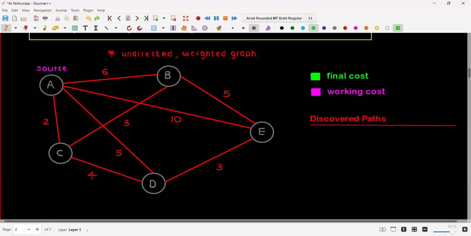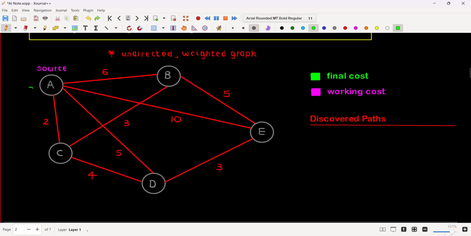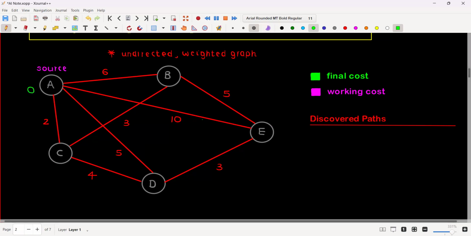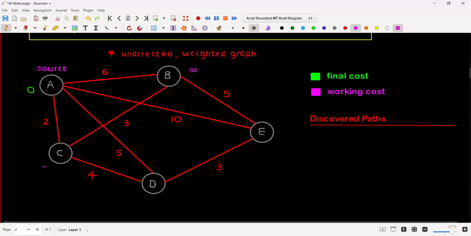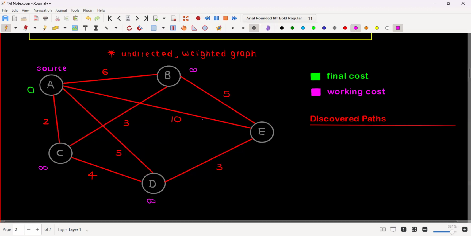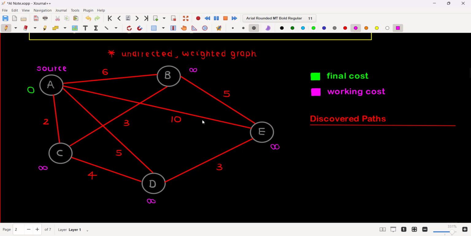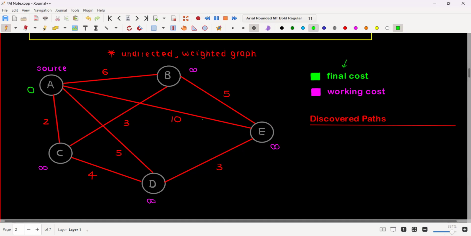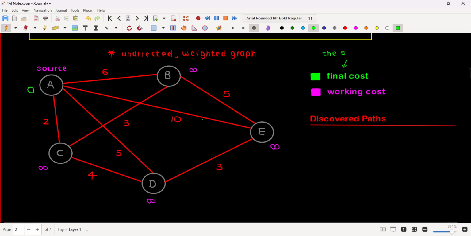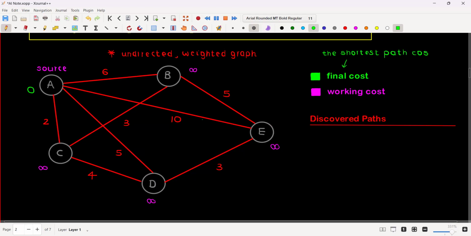Now, the very first step in this Dijkstra algorithm is to basically assign the source node with this so-called final cost of 0 and assign every other node with a working cost of infinity. Now, what on earth does that mean? The final cost, ladies and gentlemen, is the shortest path cost from the source to that node.